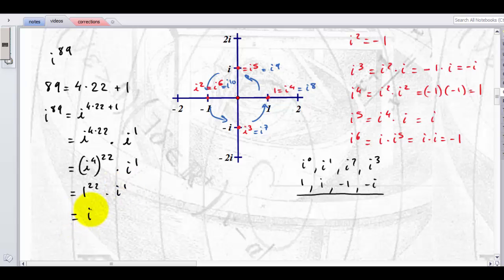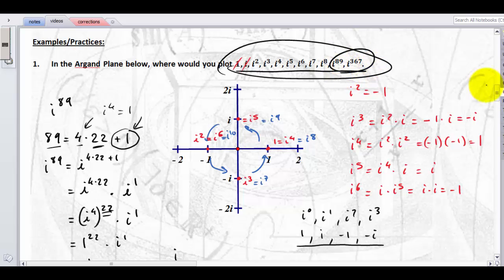So you see, when you do the division of 89 by 4, you are just interested in the remainder, because I to the 4 will always be 1. So here you're going to have 1 to the power of the quotient, and that's just 1, no matter what, okay? So what I'm really interested in is the remainder. I'm going to let you do the last one right here, I to the 367.